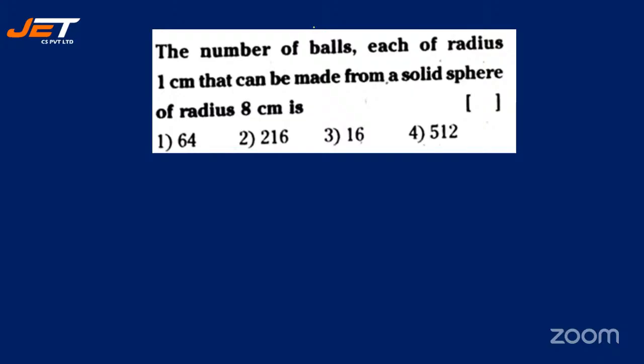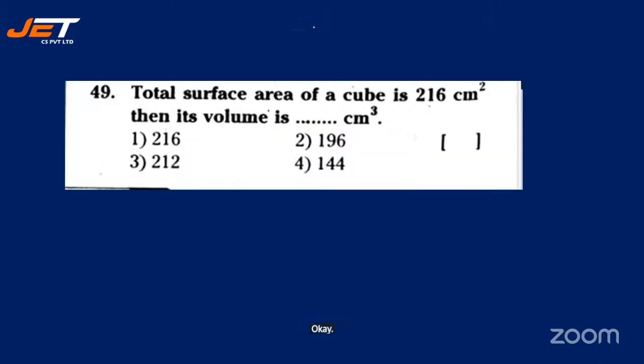Yes, let's see the answer. It is 64, 8 square. Okay, right. Total surface area of a cube is 216 centimeters square. Then what is the volume?